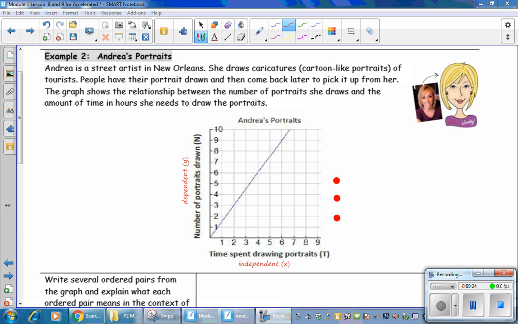So the independent variable is the x value, and that is the time spent drawing the portraits. And the dependent variable is y, the number of portraits that she can draw. So how many portraits she can draw depends on how much time she puts in working on the pictures.